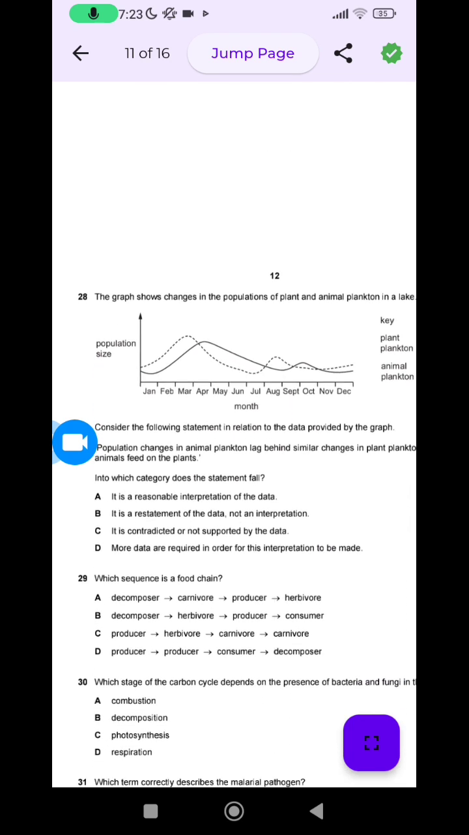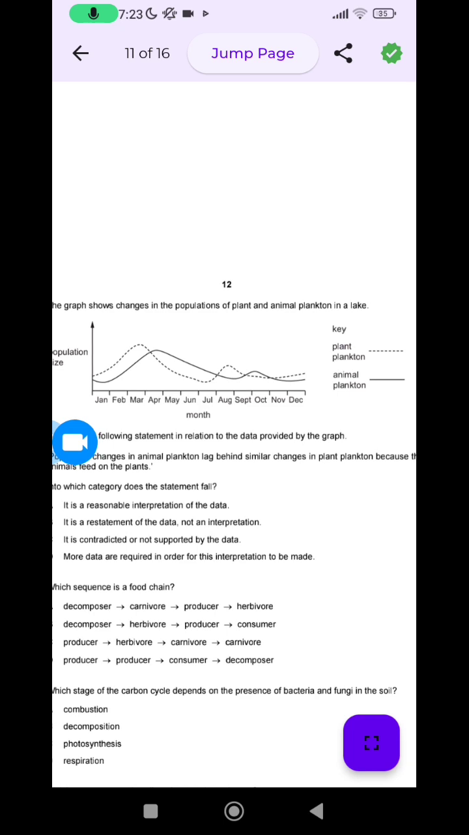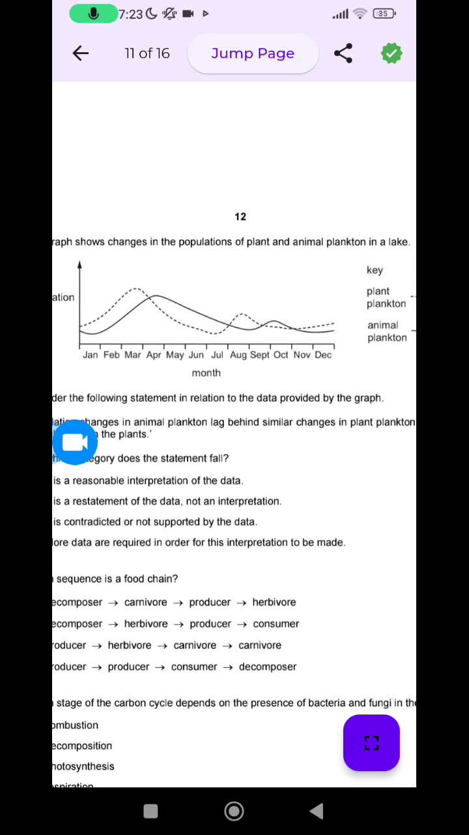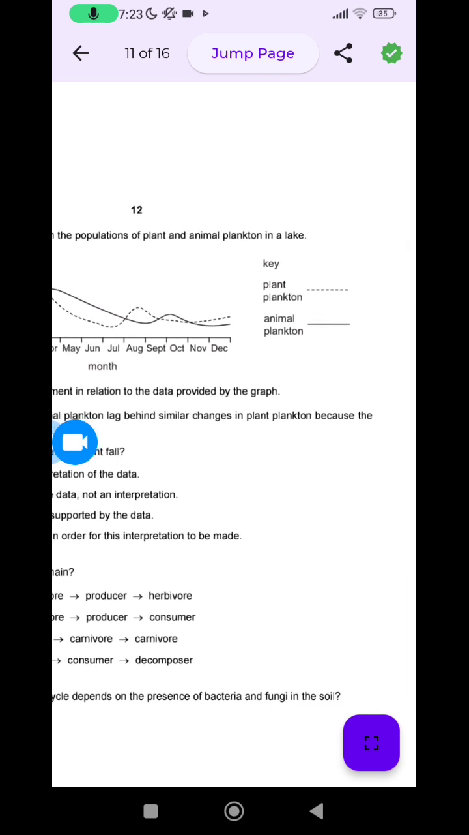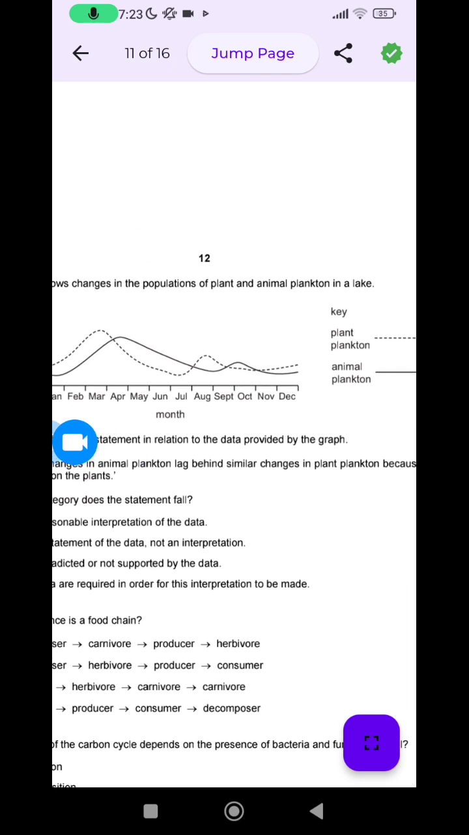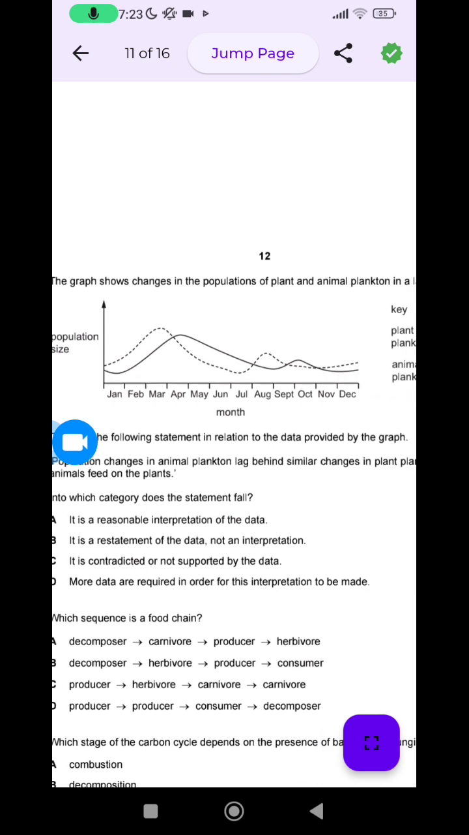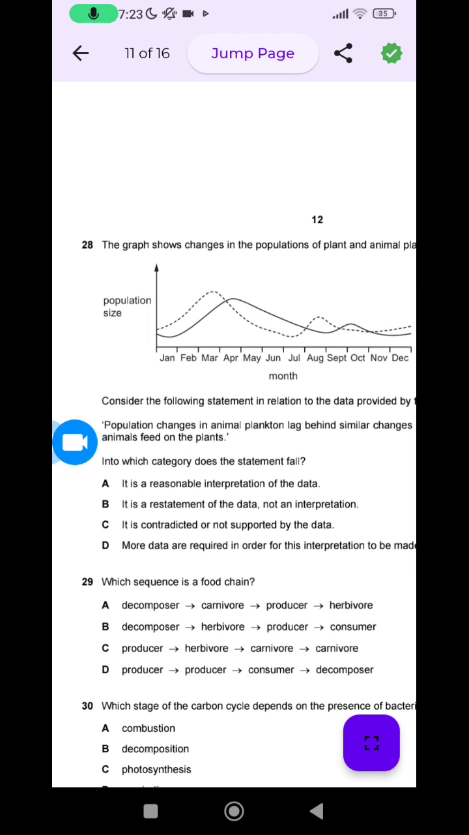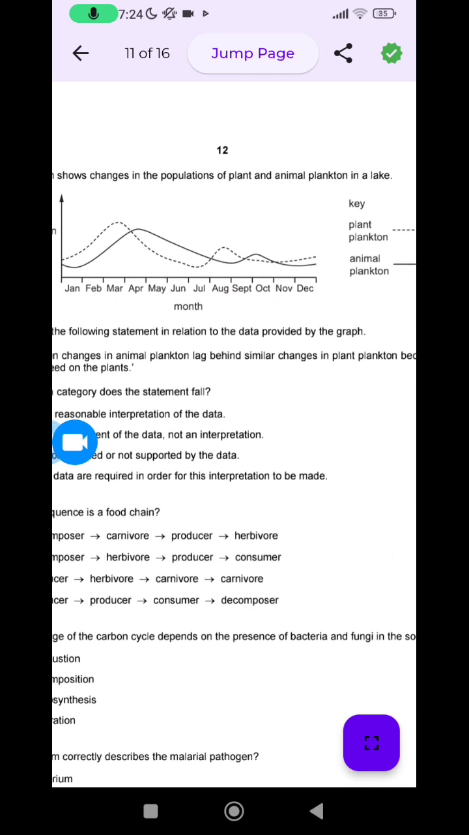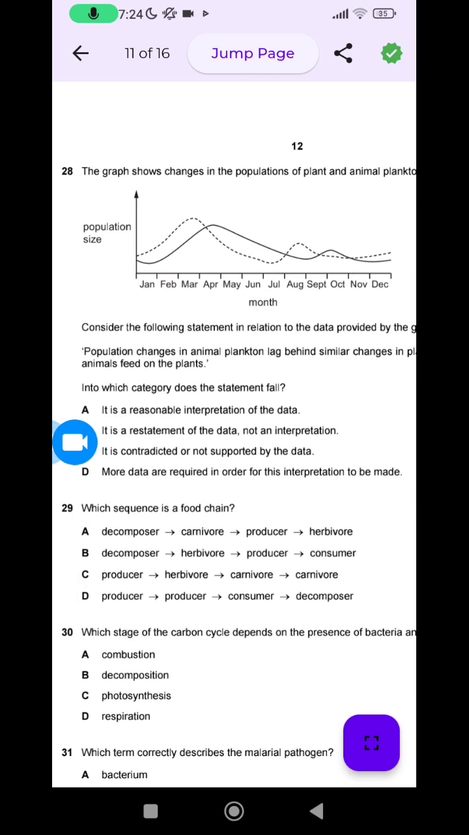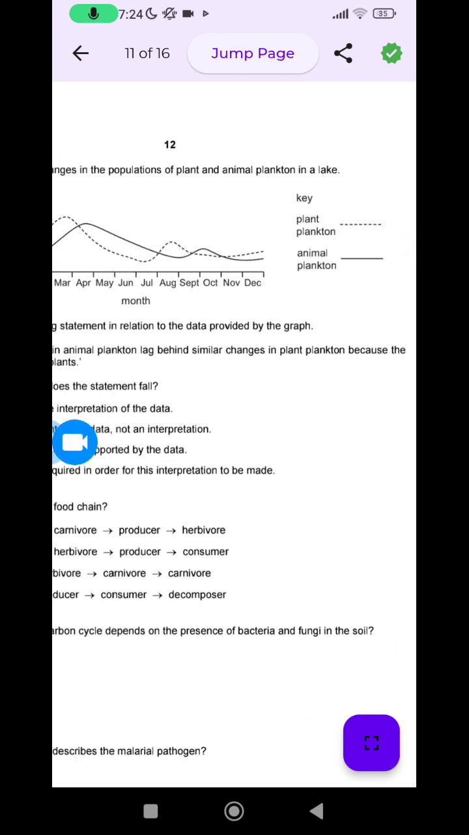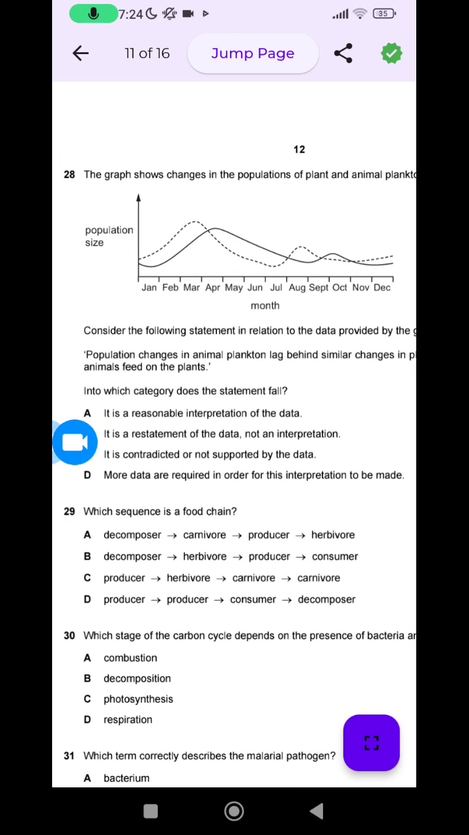28. The diagram shows changes in populations of a plant and animal plankton in a lake. Alright, we can see a graph over here. The dotted line indicates plant plankton population, while the normal line indicates animal plankton. Consider the following statement in relation to the data provided by the graph. Population changes in animal plankton lag behind similar changes in plant plankton because the animals feed on plants.